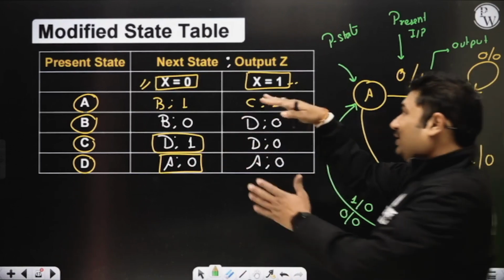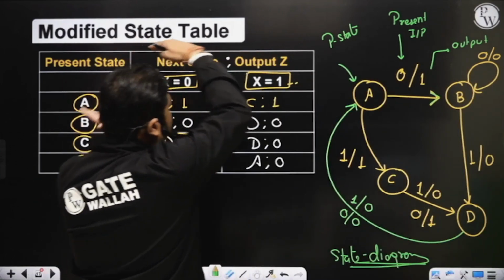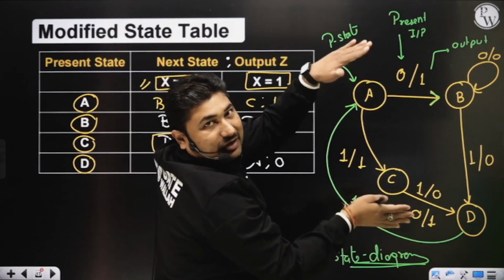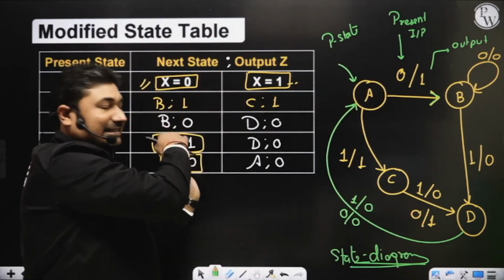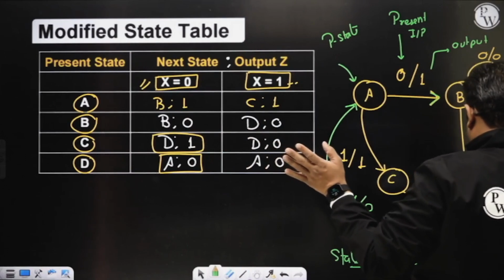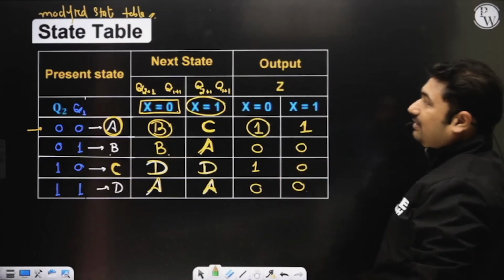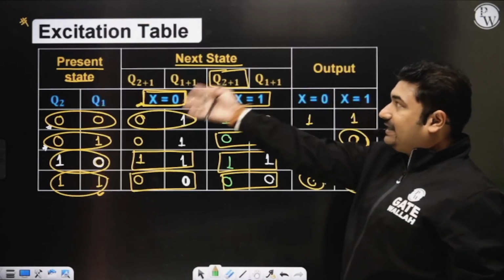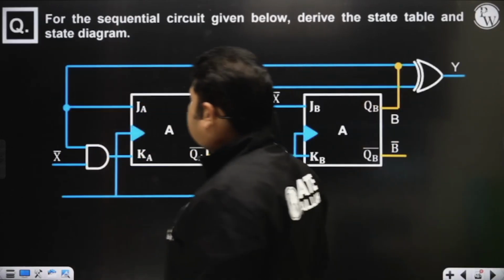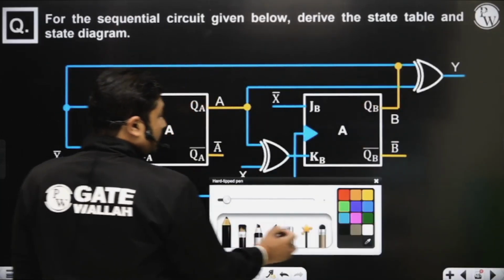Is it okay? Now you have constructed from this to state diagram. So can you construct from state diagram to state table? Yes, sir. If you have a state table, then you can construct a modified state table or excitation table for the sequential circuit.